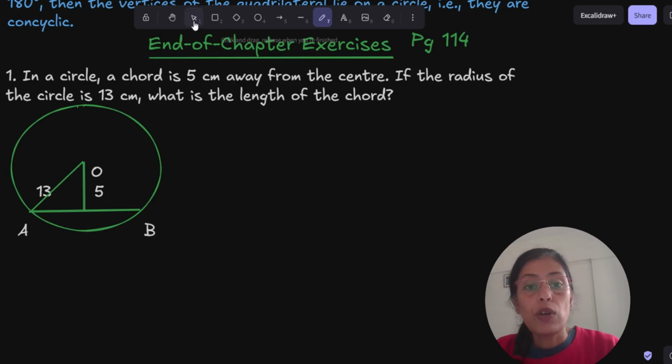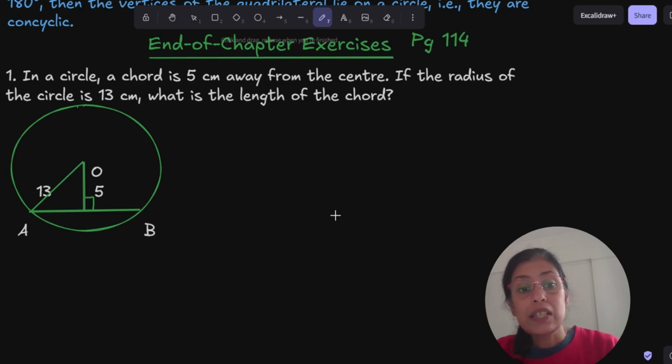So here, first of all, we have drawn this circle with center O, and then we have drawn this chord. We don't know the length of the chord. We just know that it is at a distance of 5 centimeter from the center, and the radius of the circle is 13 centimeter. Now, if we say it is 5 centimeter from the center, then this distance is always the perpendicular distance. So this is a perpendicular line.